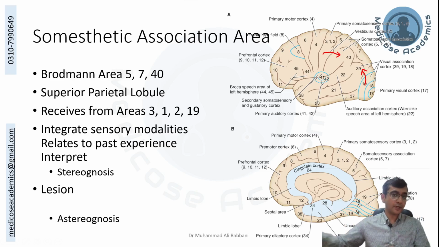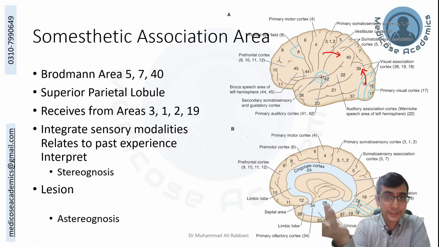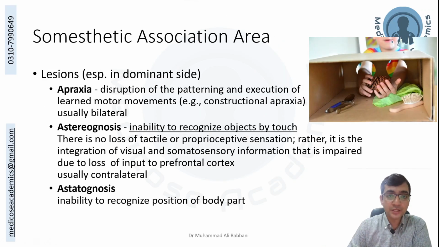If I look at my bottle, I'll just place my hand right here, and even if I do not look at it, I can recognize that it is my flask. So this particular shape, this particular texture means that it is my flask. That is the function of this somatosensory association cortex. And this ability to recognize objects by touch is stereognosis. A lesion will lead to astereognosis. That means the person will not be able to recognize objects by touch.